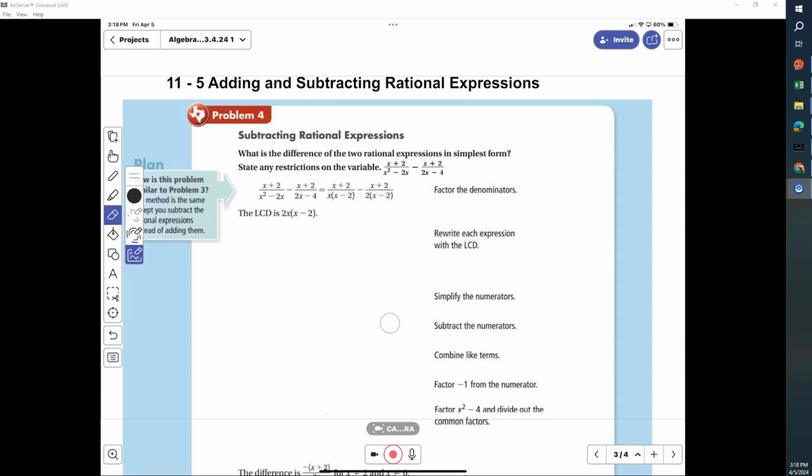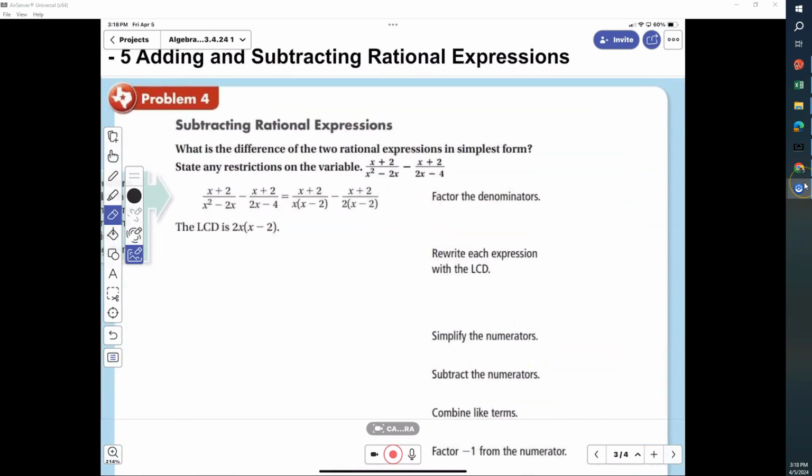Topic of adding and subtracting rational expressions. It says here, what is the difference of two rational expressions in simplest form? State any restrictions. So I'm going to highlight, you have to find the LCD, or you have to write this in factored form, and you have to write this denominator in factored form.